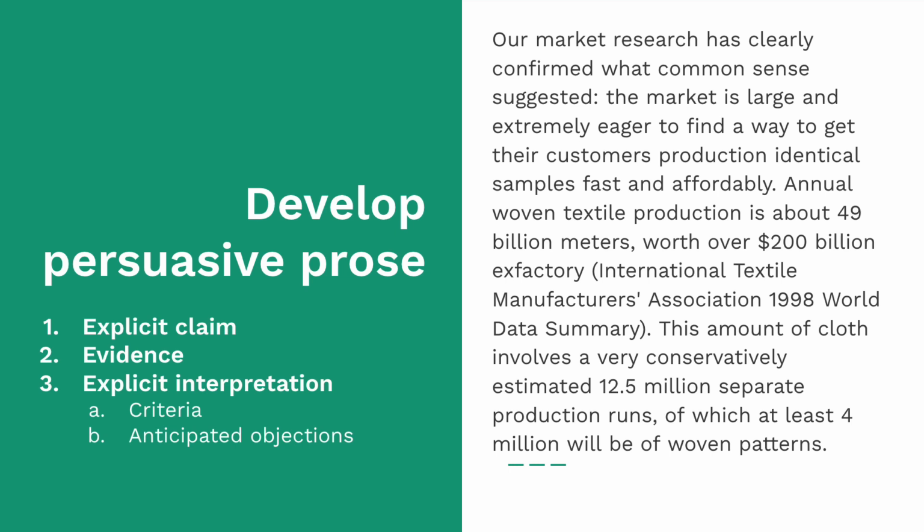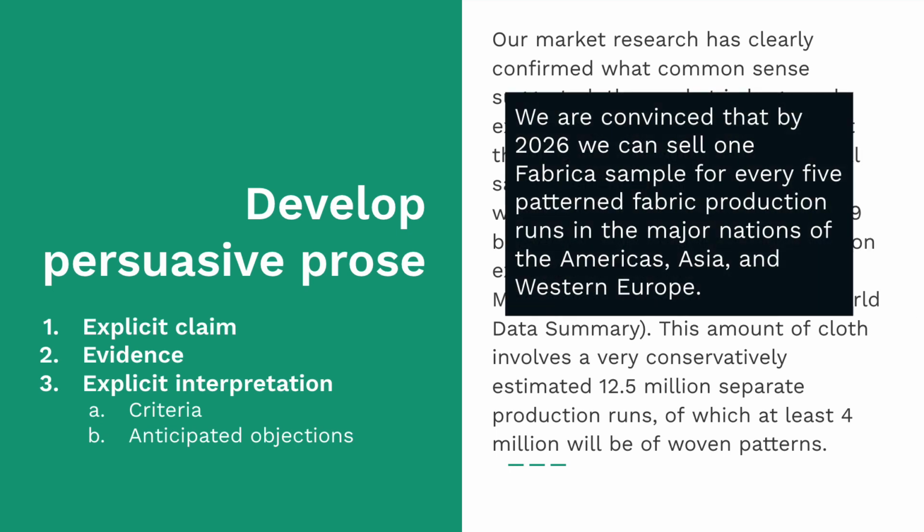Part of the writer's claim is that the market for Fabrica's product is large. That claim is supported by evidence of the size of the potential market. However, the audience doesn't care a bit how large the market is unless Fabrica can capture a portion of it with their product. The writer will be far more persuasive if the passage includes an explicit interpretation or warrant of the evidence that takes this into account.